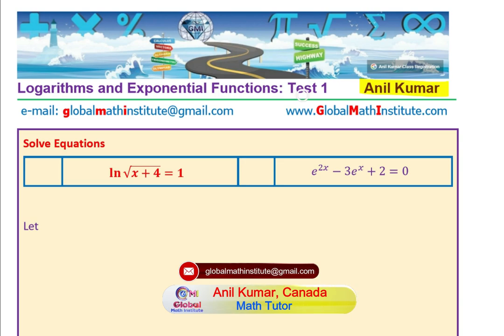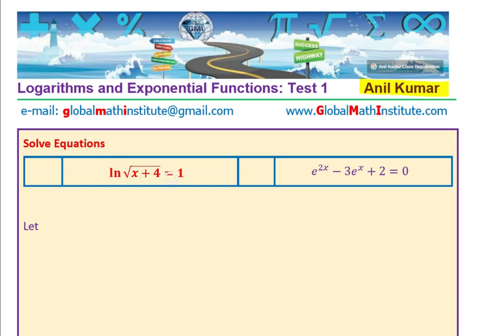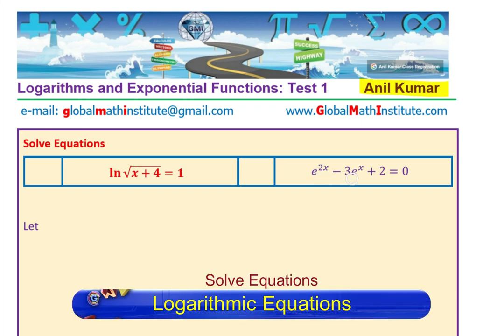Here we have two test questions for you. You need to solve the equation ln square root of x plus 4 equals 1, and e to the power of 2x minus 3 times e to the power of x plus 2 equals 0. You can always pause the video, answer the question, and then look into my suggestions.